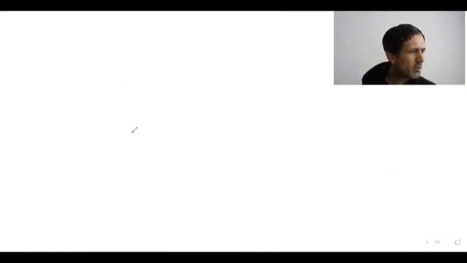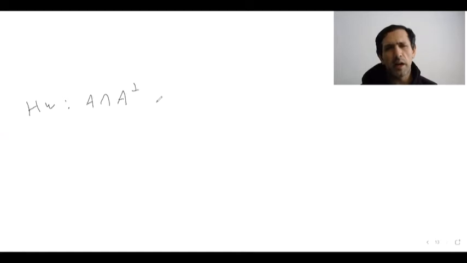Right, so a fairly easy homework that's quite useful is the following. For any subset of an inner product space, it actually doesn't need to be a subspace.